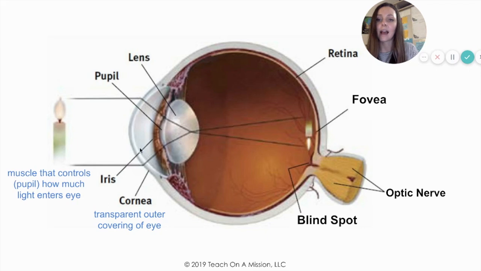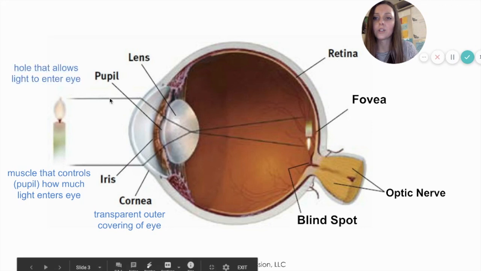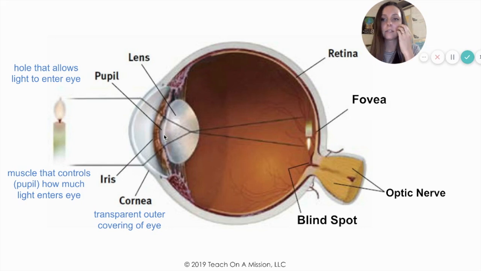Then we have the iris. This is the muscle that controls how much light enters the eye. So it's going to either expand or contract. And that leads us to the pupil, which is an actual hole in the eye that allows light to enter in. So depending on the size of your pupil, tells us if the iris is letting a lot of light in or not a lot of light in.